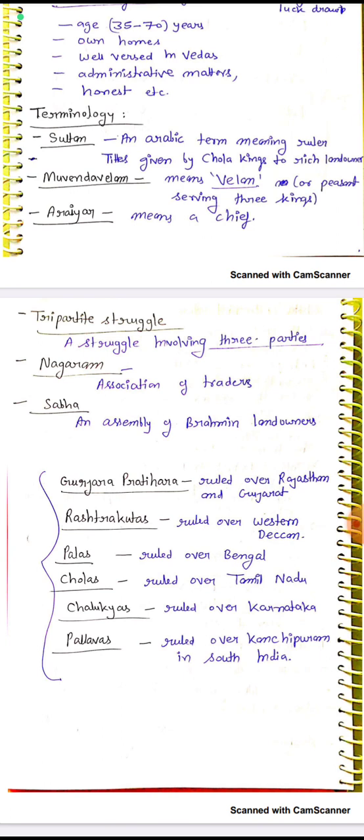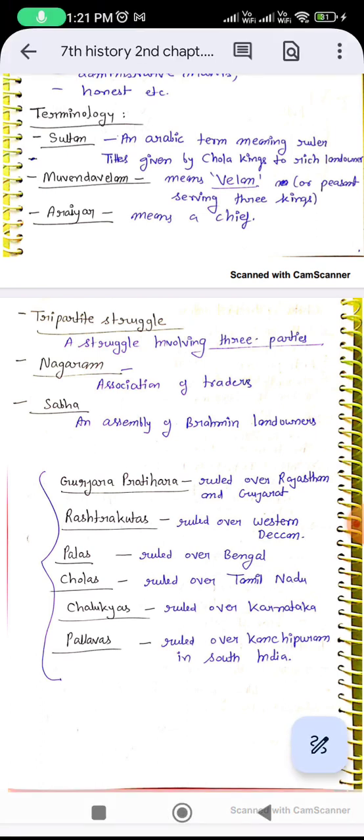In that particular book you will also come across Gurjara Pratiharas, who ruled over Rajasthan and Gujarat. Rashtrakutas, Western Deccan. Palas ruled over Bengal. Cholas ruled over Tamil Nadu, Chalukyas ruled over Karnataka, and Pallavas ruled over Kanchipuram in South India. So this was it.